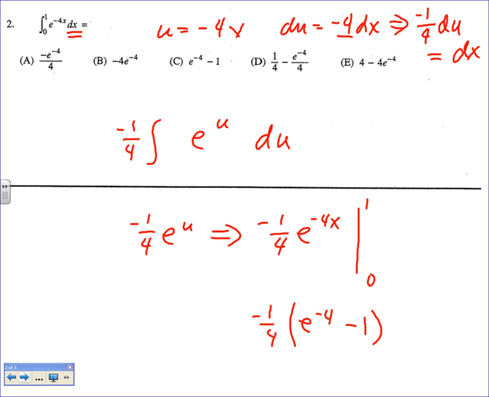Now as we look to our answer choices, it seems to me that if you multiply this out, you get negative e to the negative 4th over 4 plus 1/4. And although it doesn't line up exactly, D is certainly the equivalent, right, for number 2.